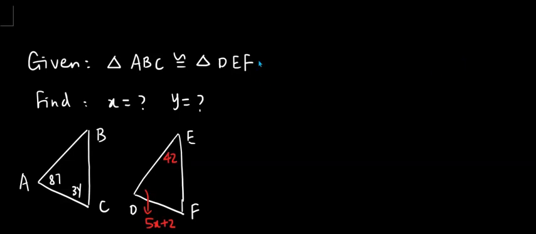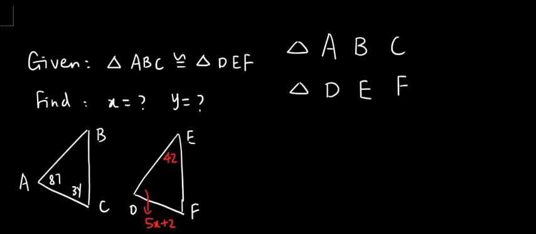Welcome back. This question asks us to use triangle congruence to find the value of x and y. It is given to us triangle ABC. I'm going to write their names and put them in order. Is congruent to triangle DEF.